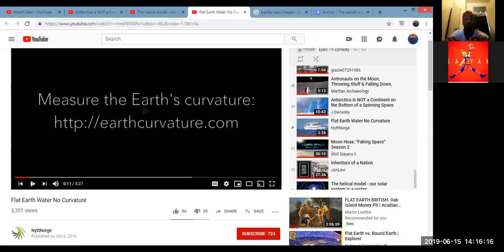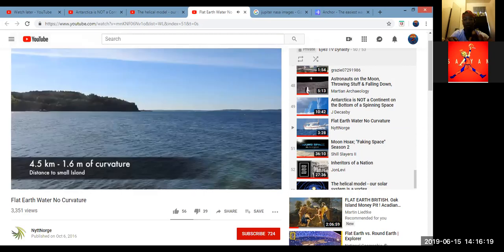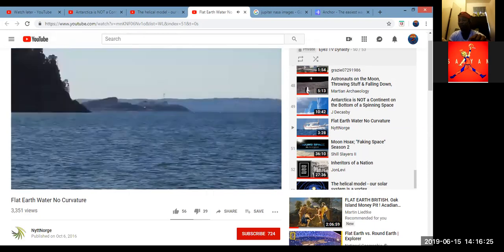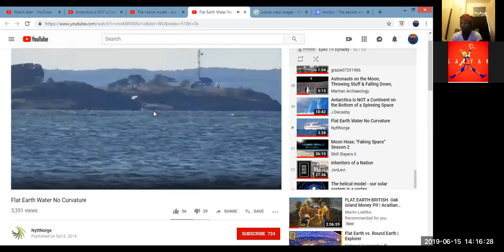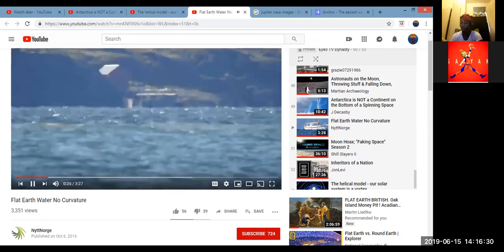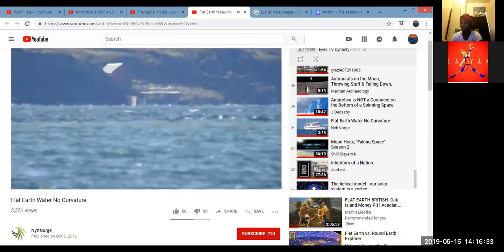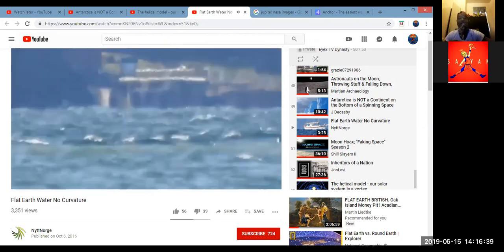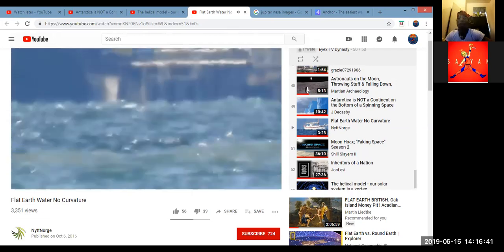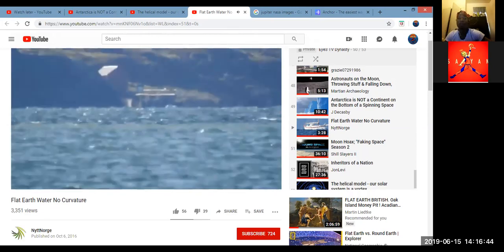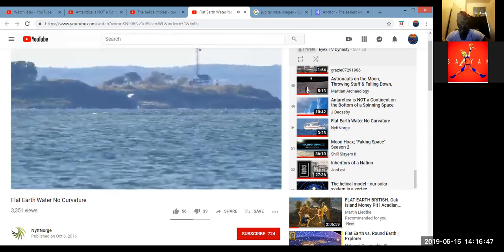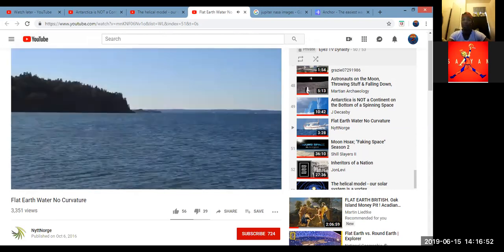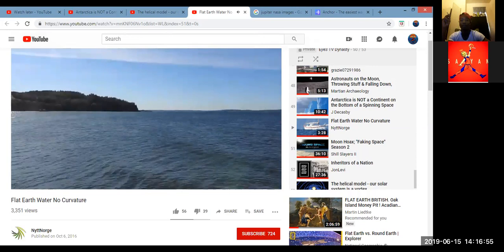This is 4.5 kilometers, should be 1.6 meters of curve. What we can notice is that it looks like the island is actually below the curvature a little bit. This is, however, because the island is so big. The water you see at the horizon is closer, probably at around 3 kilometers, and the island is behind. Look how far away that is, and not as much as 1.6 meters of curvature.